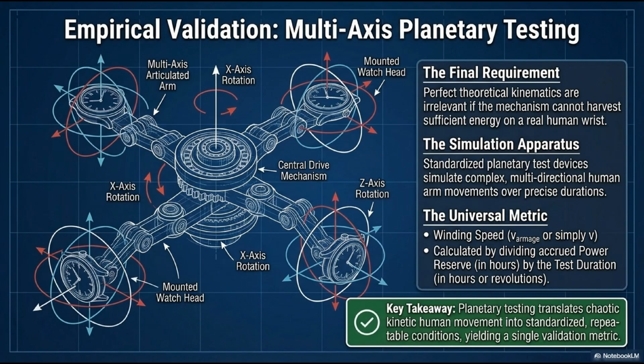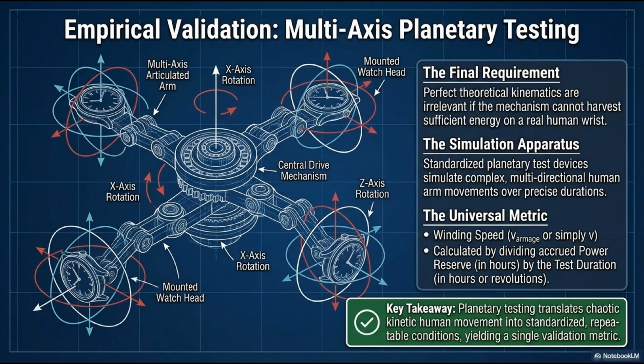The solution is the simulation apparatus. Look at the diagram. Manufacturers use massive, standardized planetary test devices, often called cyclotests. These machines feature multi-axis articulated arms that rotate in the X, Y, and Z axes simultaneously. You strap the fully cased watches to the ends of these arms, and the machine simulates the complex, erratic, multi-directional human arm movements over precise, repeatable durations. From this, engineers derive the universal metric, winding speed, denoted as V, or V_armage.